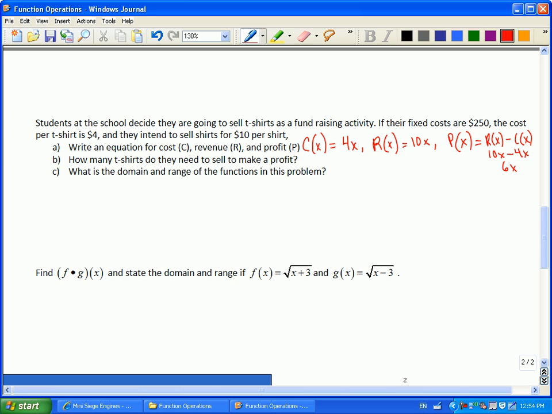Okay. Now, the only thing we don't have in here is my cost is actually going to be the fixed cost that needs to be included in here, right? So I actually need to put the plus 250 in, or I don't have this problem worked out.